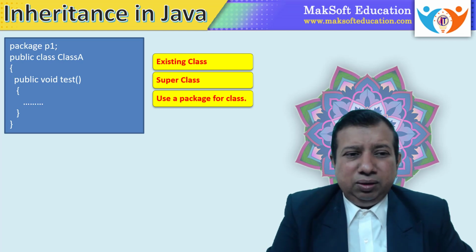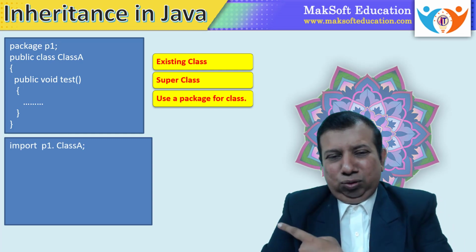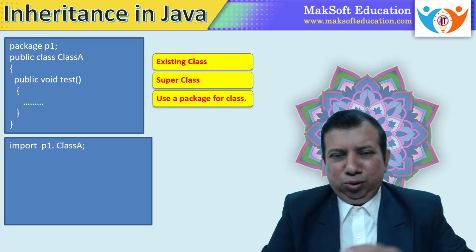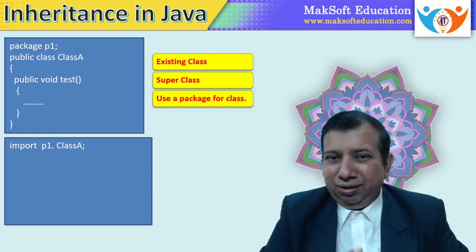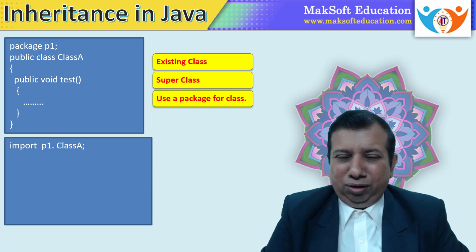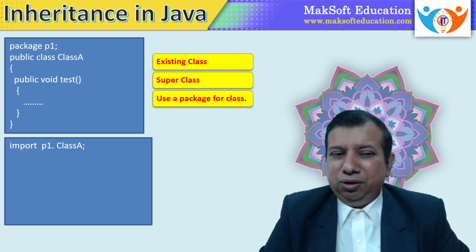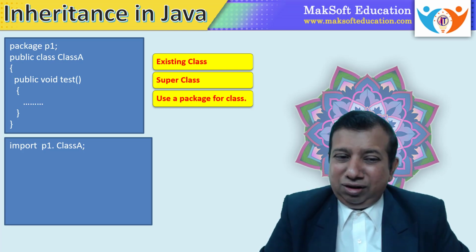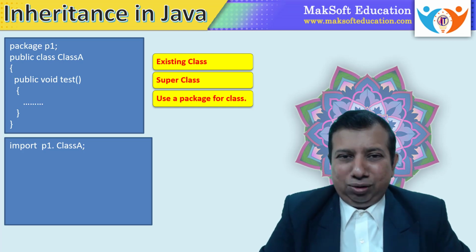Now, public class A is a class. It contains the test method. Now how to inherit? Here I am showing a separate program. You can do it in the same program or in a separate program. Purposefully I am showing a separate file because I am also trying to demonstrate how to use packages here. What I am doing here is import p1.class A. So the existing class is imported in the program, and then we are going to create a new class.